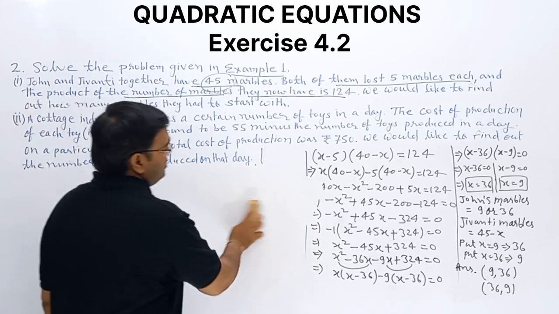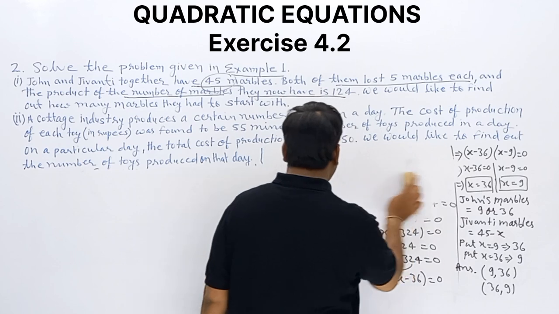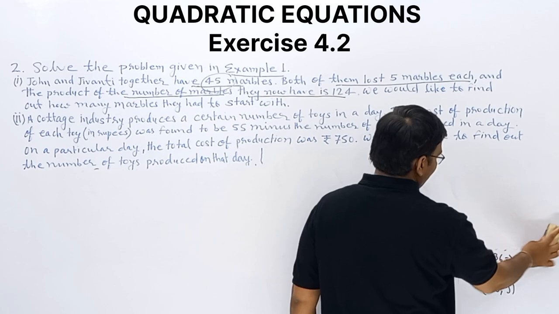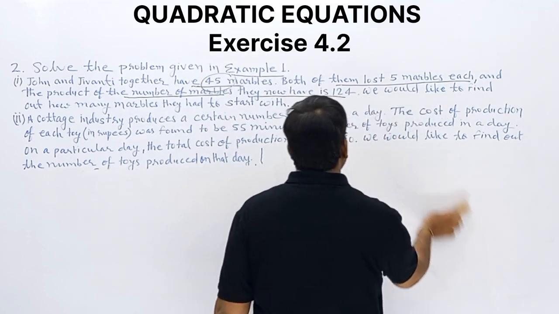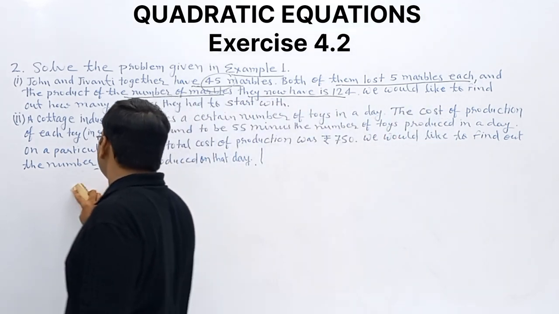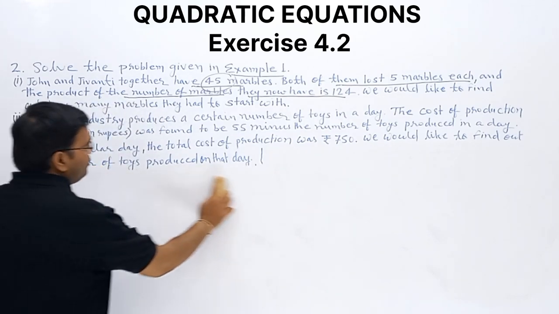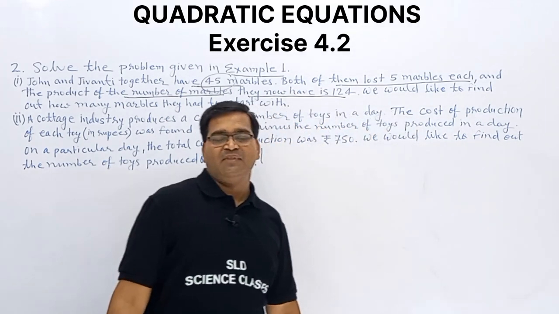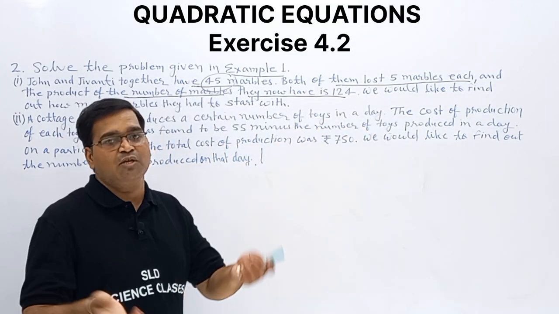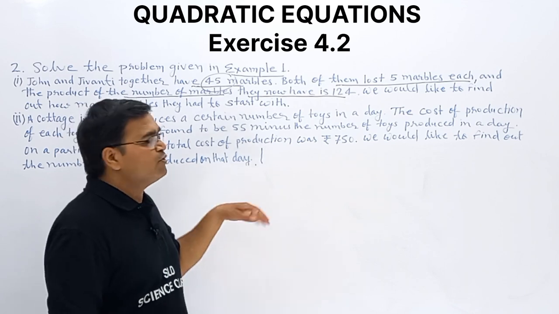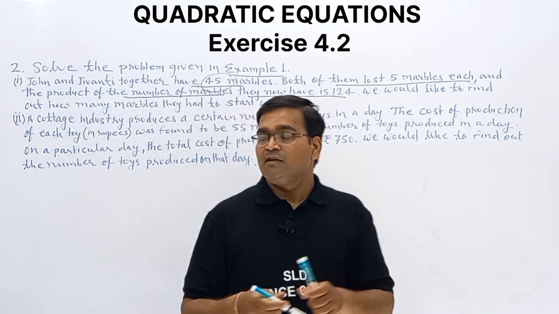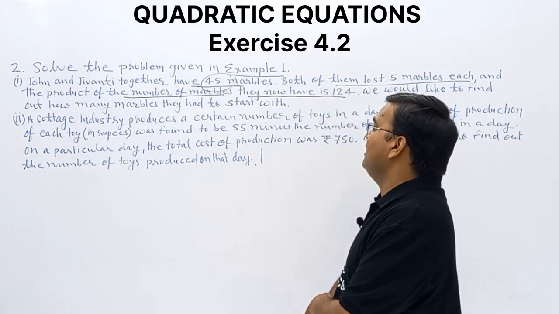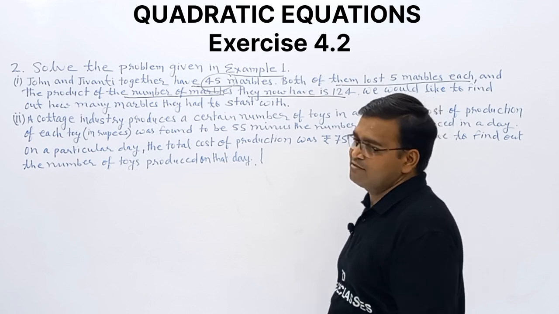What is the second one of example 1? It is given in exercise 4.2, because in 4.1 we developed the situations that are given, what we observed, we developed the quadratic equation. Now in this exercise we are factorizing and finding the value. So this question is revising. Clear?